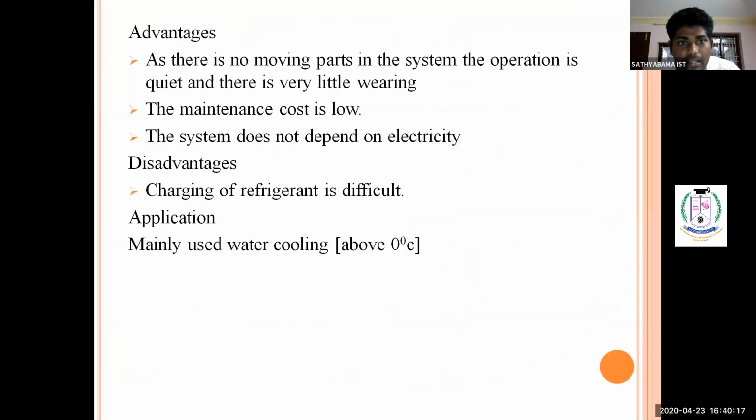Now advantages: as there are no moving parts in the system, the operation is quiet and there is very little bearing wear, so the maintenance cost is very low. The system does not depend on electricity. Charging of refrigerant, meaning the ammonia filling facility, is very difficult. Application: mainly used for water cooling above 0 degrees Celsius.